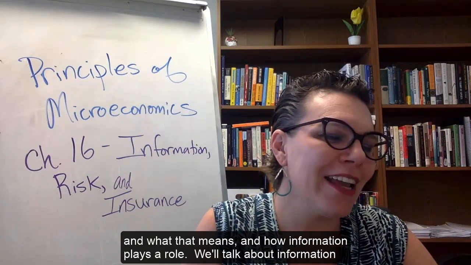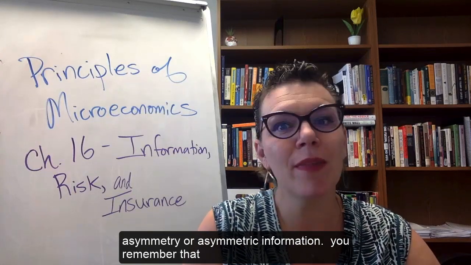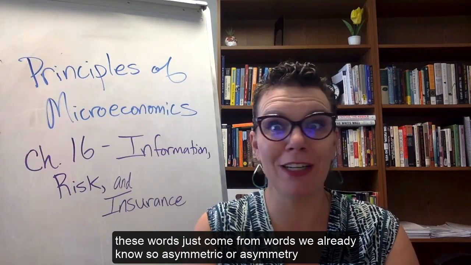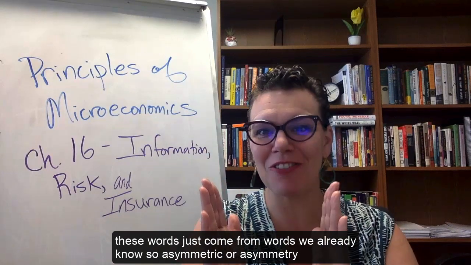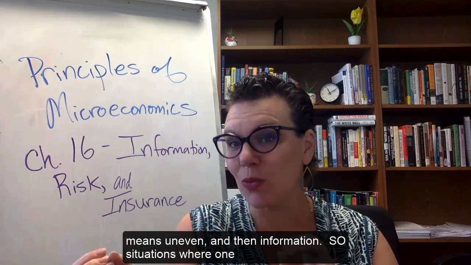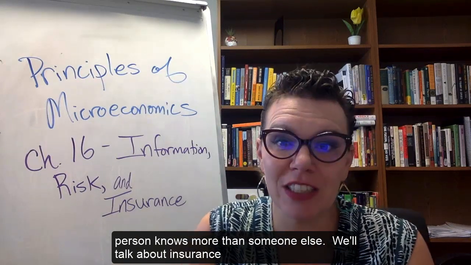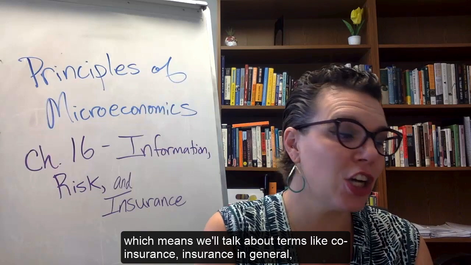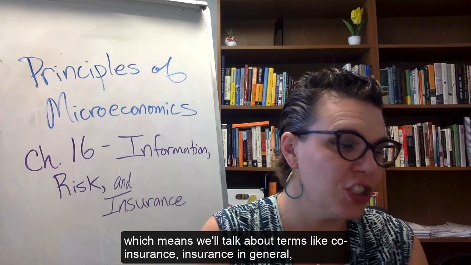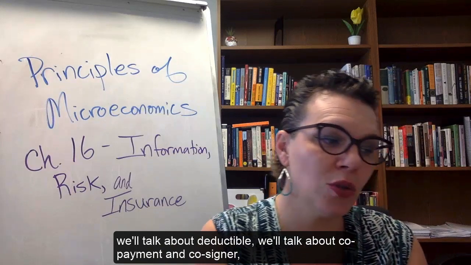We'll talk about information asymmetry or asymmetric information. Remember, these words just come from words we already know. So asymmetry or asymmetric means uneven, and then information. So situations where one person knows more than someone else. We'll talk about insurance, which means we'll talk about terms like co-insurance, insurance in general. We'll talk about deductible, co-payment, and co-signer.